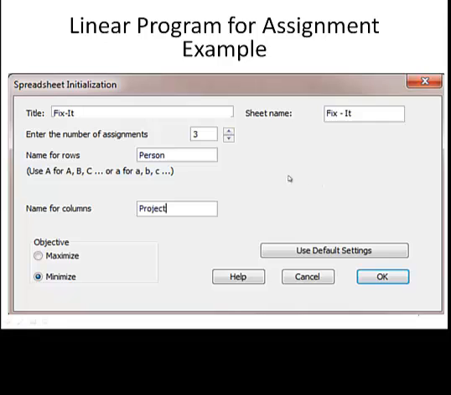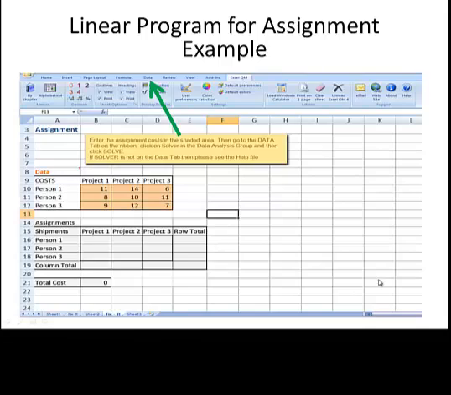So I have Fixit. I entered a number of assignments, 3. And in this case, I'm going to have 3 people that are going to be assigned to 3 different projects. The software does not allow me to put in the number of projects. So I've done that, and then again, I'm going to minimize this. Once I do this, I'm going to click on OK. Once I click OK, I'm going to get a screen where I'm going to have to input my objective function.